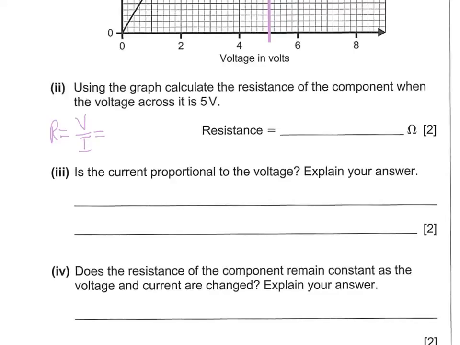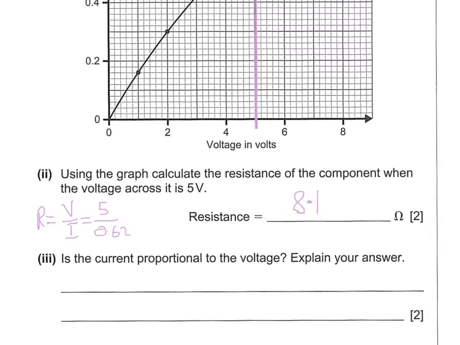So R equals V over I. That's just Ohm's law. 5 over 0.62 comes out to be 8.06. I'm just writing it down as 8.1 ohms. And we don't need to write ohms because the unit is given.